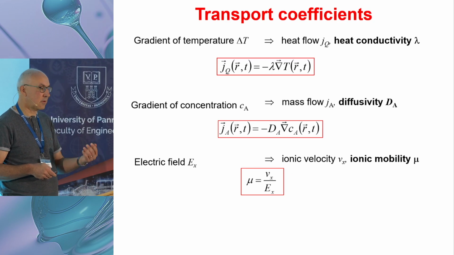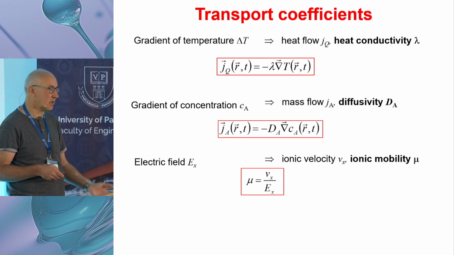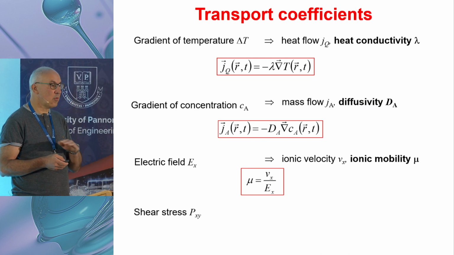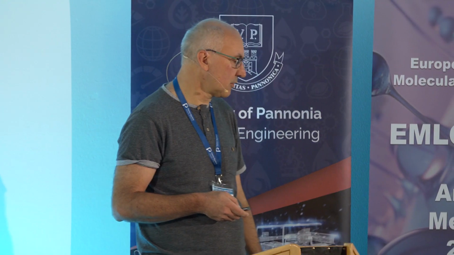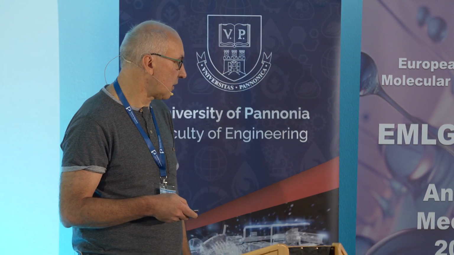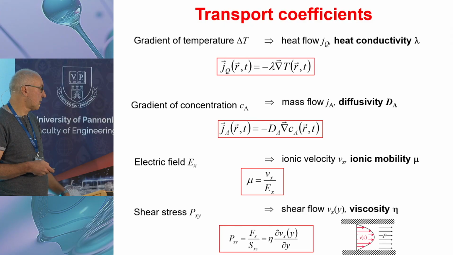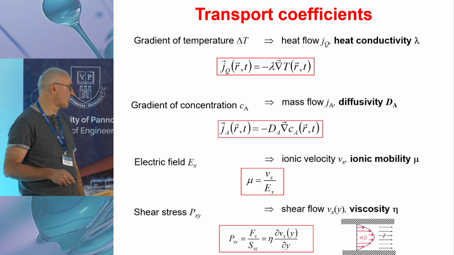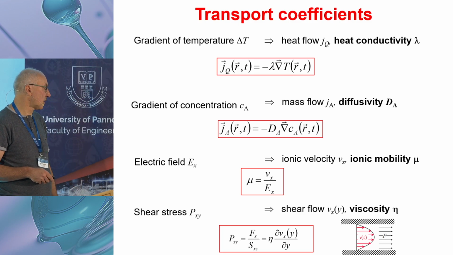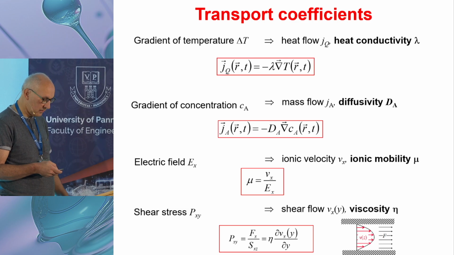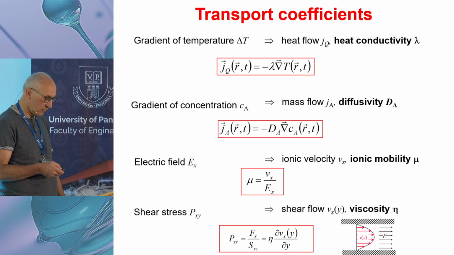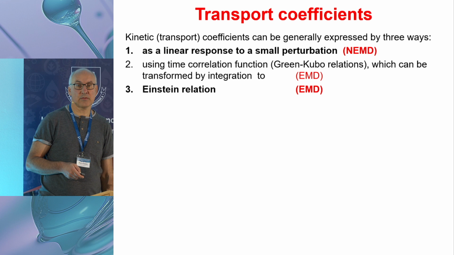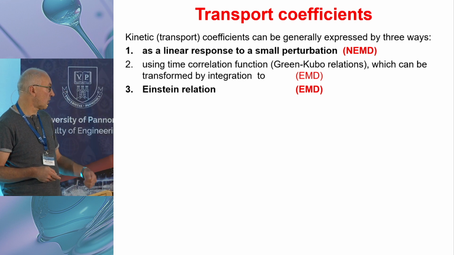But not only particles or energy can be transferred, even other properties can be transferred. For example, you can even transfer momentum. If you transfer the momentum in a perpendicular direction to the motion of particles, that generates the shear stress. The shear stress is related to the shear flow of the adjacent layers, and the proportionality constant is viscosity. So even that is an example of transport, in this case of momentum. You can calculate these transport coefficients in several ways in simulations, and I will talk about two.